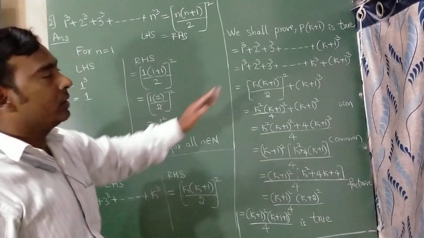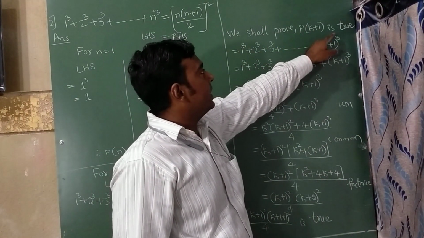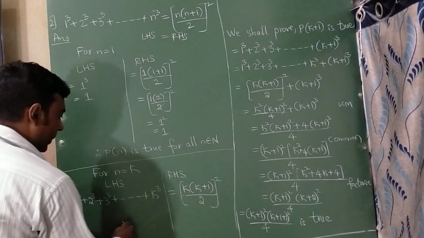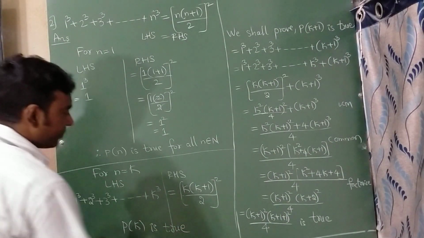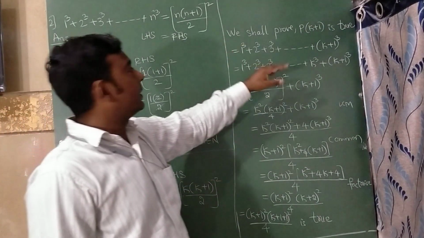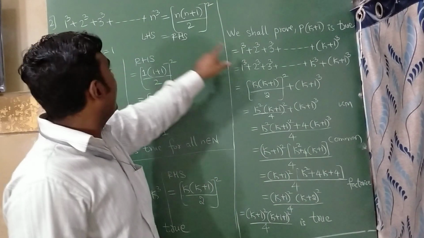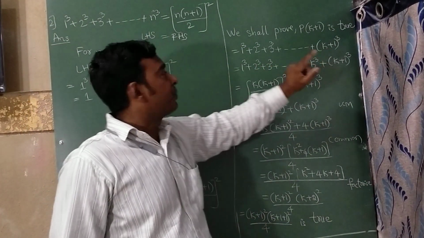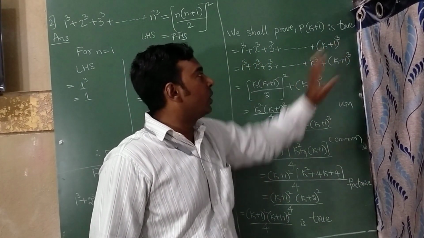Fine. Now the third condition. We shall prove that P of k plus 1 is also true. Here P of k is true. Now in the LHS part, where there is an n, I must write k plus 1. So 1 cube plus 2 cube plus 3 cube and so on up to k plus 1 whole cube.